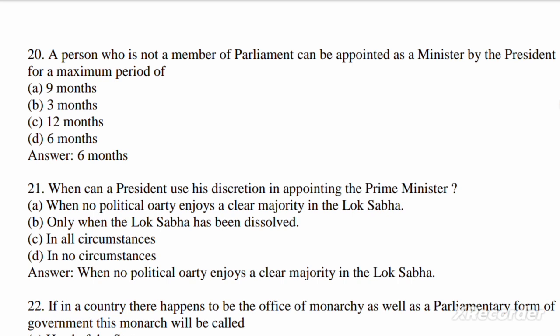20. A person who is not a member of Parliament can be appointed as a minister by the President for a maximum period of 6 months. 21. When can a president use his discretion in appointing the Prime Minister? Answer: when no political party enjoys a clear majority in the Lok Sabha.